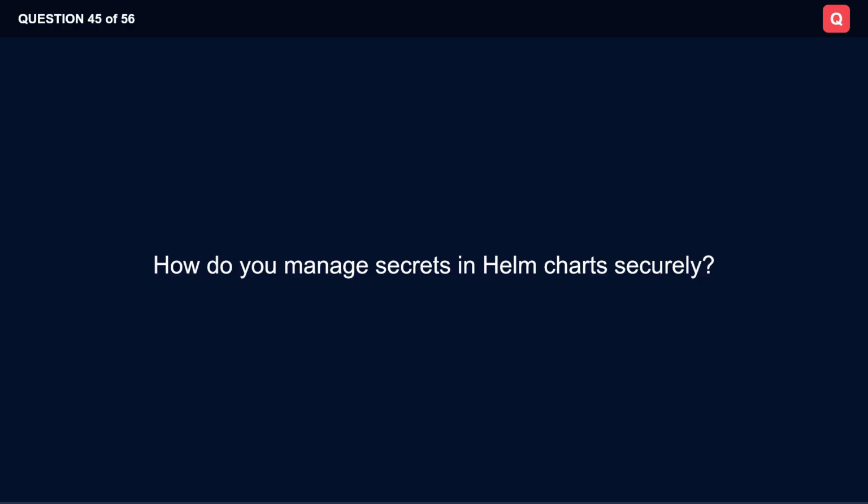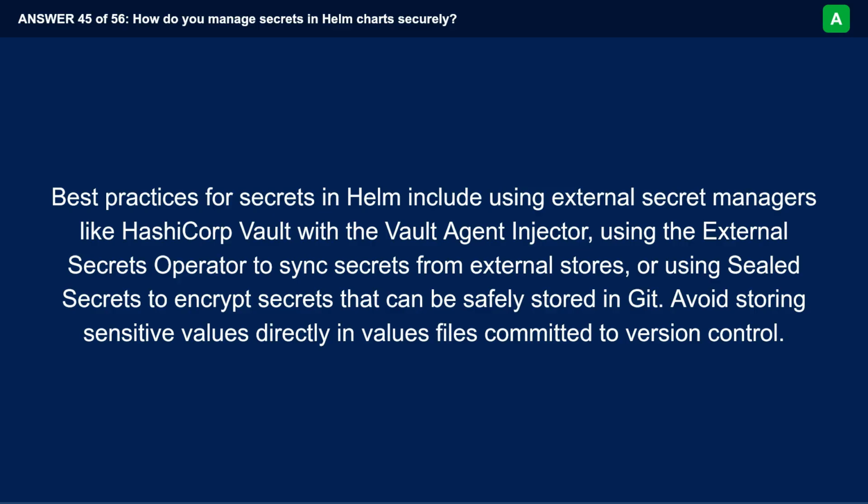How do you manage secrets in Helm charts securely? Best practices for secrets in Helm include using external secret managers like HashiCorp Vault with the Vault Agent Injector, using the External Secrets Operator to sync secrets from external stores, or using Sealed Secrets to encrypt secrets that can be safely stored in Git. Avoid storing sensitive values directly in values files committed to version control.